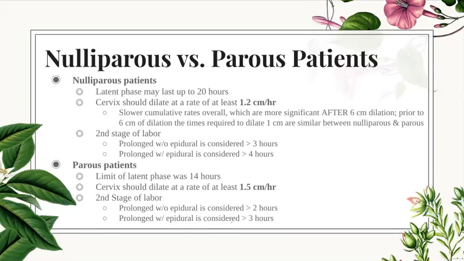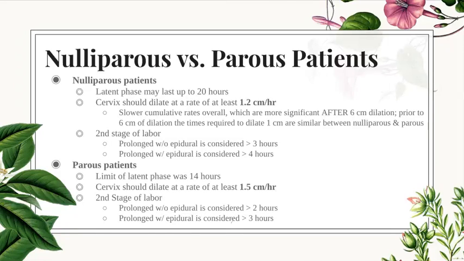Here we compare labor patterns in nulliparous and parous patients. In the nulliparous parturients, the latent phase can last up to 20 hours. The cervix should dilate at a rate of at least 1.2 centimeters per hour. This patient population shows lower cumulative labor rates overall. However, these differences seen between nulliparous and multiparous patients are more significant after 6 centimeters dilation. Before 6 centimeters of cervical dilation, the times required to dilate 1 centimeter are similar between nulliparous and parous patients.